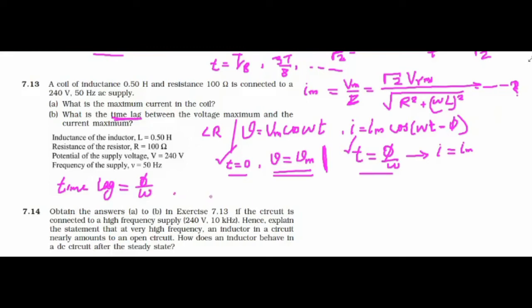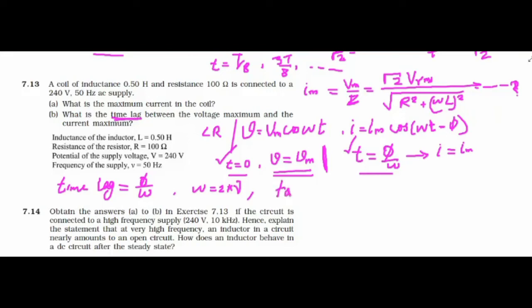Now, the next step: you have to find out the values of phi and omega. Frequency nu is given, so omega you can calculate. Omega is equal to 2 pi nu. You get the value of omega. Now, phi you have to calculate.